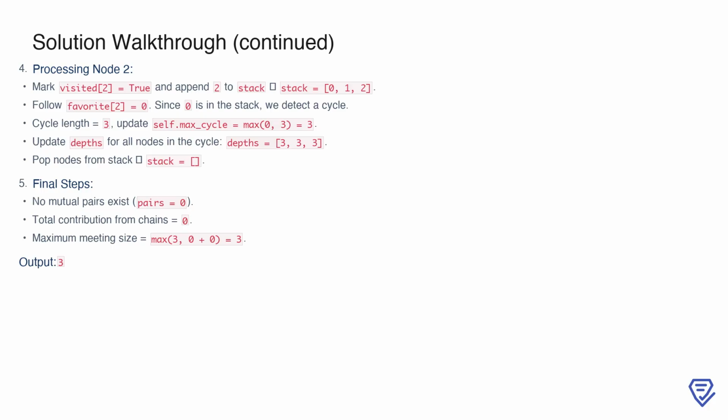Since there are no mutual pairs or additional chains in this example, the total contribution from chains remains 0. Therefore, the maximum meeting size is calculated as the larger of the cycle length and the chain contributions, which gives us an output of 3.